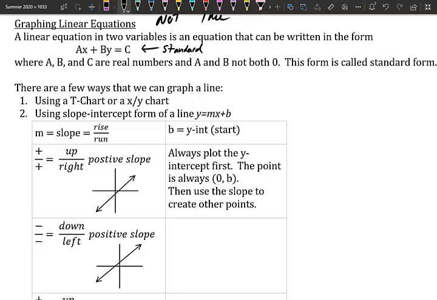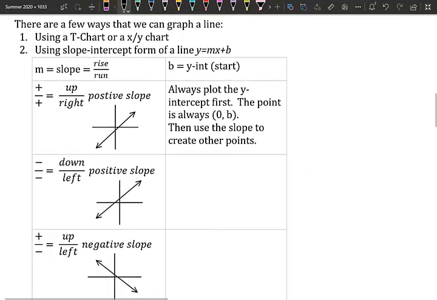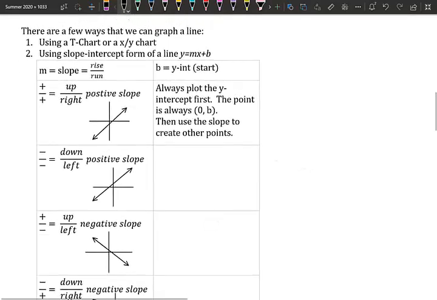Alright, there are a few ways that we can graph a line, and you can use any way you want, but I'll tell you what I suggest you use. So you can use a t-chart or an x and y chart. We will practice that. You can use slope-intercept form, which is y equals mx plus b. This is the form I prefer you to use because it's the form that's going to pay off later on. But that's completely up to you.